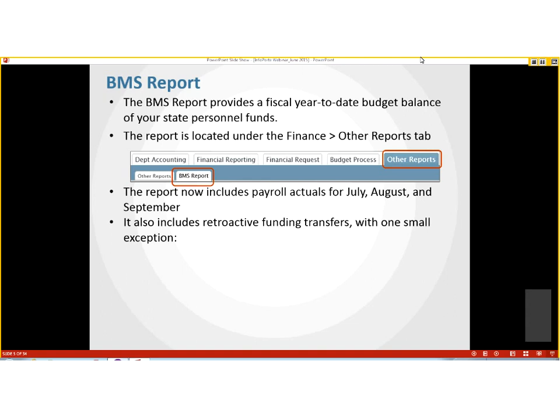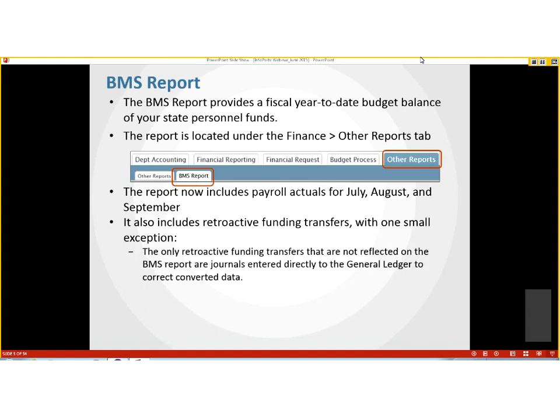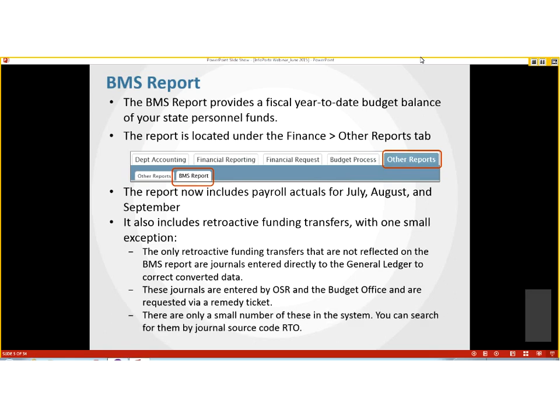It also includes retroactive funding transfers, with one small exception that I want to mention. The only retroactive funding transfers that aren't reflected on the BMS report are journals entered directly to the general ledger to correct converted data. So it's a very small number. I'll say that again. Journals that were entered directly to the GL to correct converted data. And these journals are entered only by OSR in the budget office and are requested via remedy ticket. So you would have had to go through those channels even to have such a journal in the system. As I mentioned, there's just a very small number of these in the system.